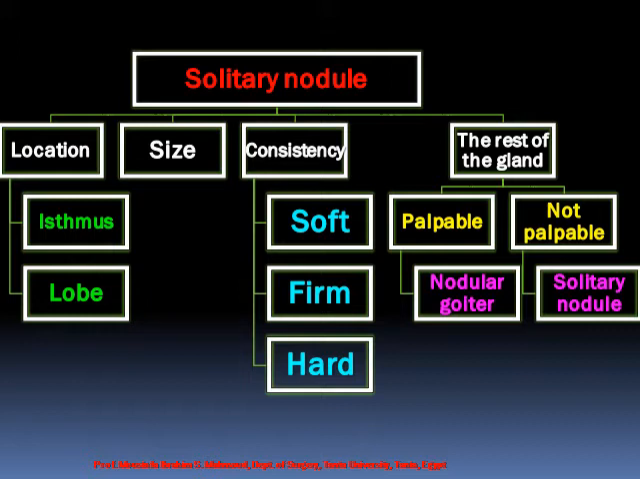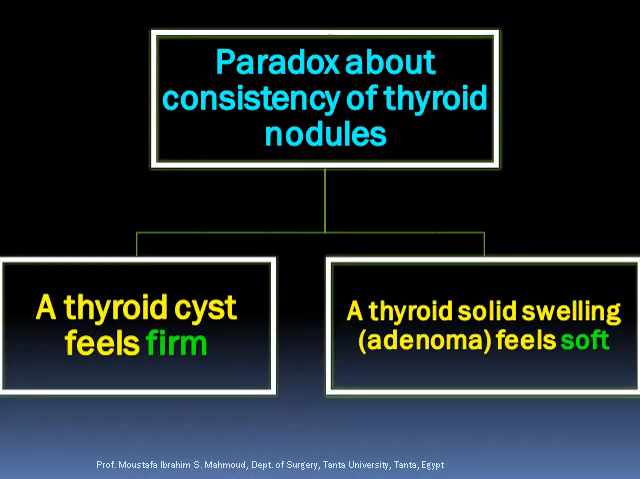And we should palpate the rest of the gland. If the rest of the gland is palpable, this will be nodular goiter. If the rest of the gland is not palpable, it is truly a solitary thyroid nodule. Paradox about consistency of the thyroid nodules. A thyroid cyst feels firm, and a thyroid solid swelling like adenoma feels soft, contradictory.